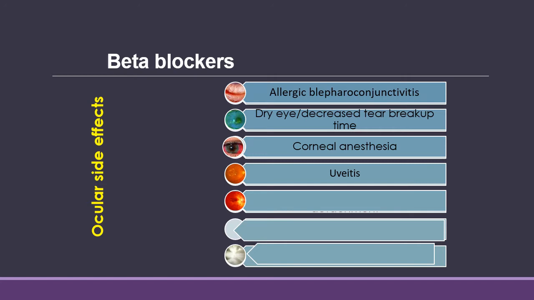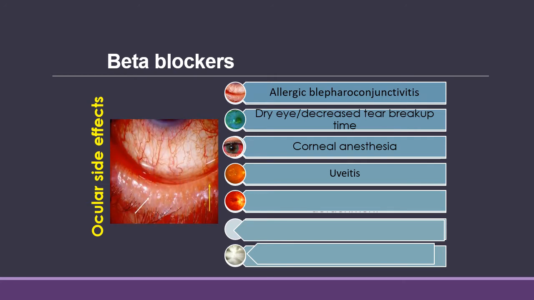In the eye, there may be allergic blepharoconjunctivitis, then decreased tear film breakup time, which causes dry eyes, and corneal anesthesia, and sometimes uveitis may be precipitated. This diagram shows the conjunctival hyperemia and congestion due to the allergic blepharoconjunctivitis.